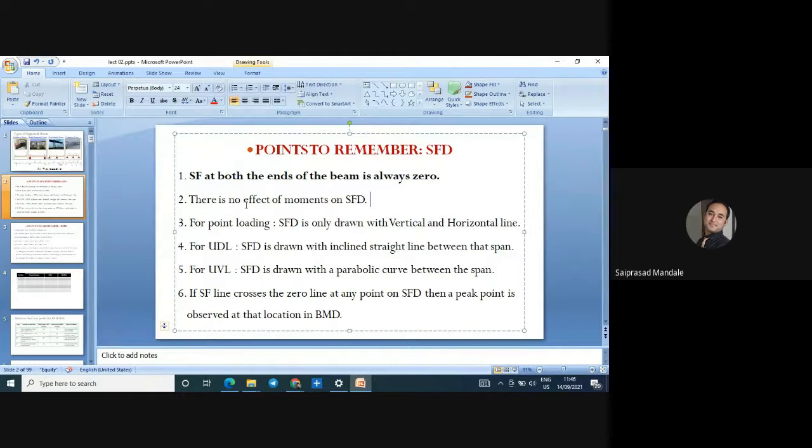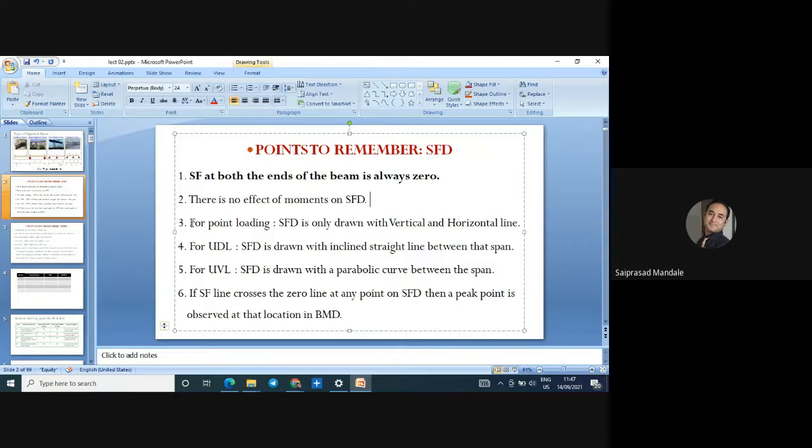Second, there is no effect of moment on SFD. It means whenever we are performing shear force calculation, and if there is a moment on the beam, we have to neglect that moment. There is no role of moment while we are calculating the shear force. Neglect bending moments while doing SF calculations.